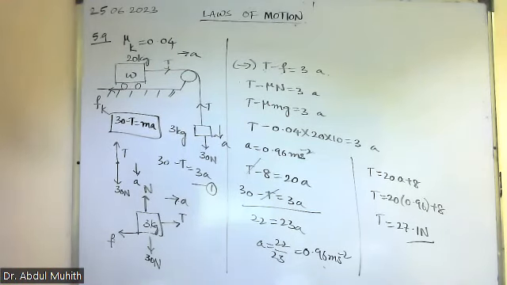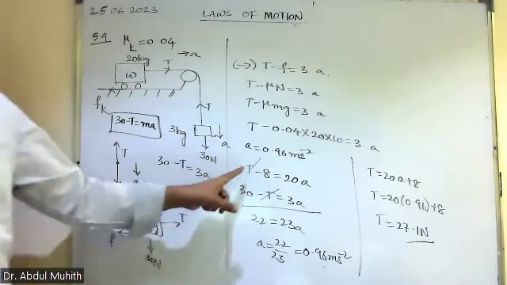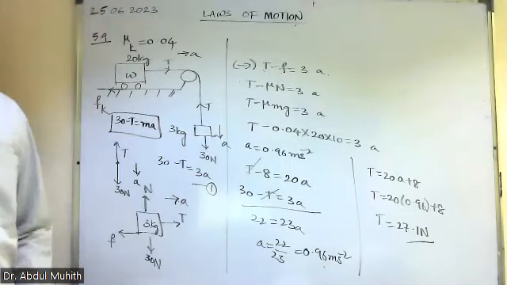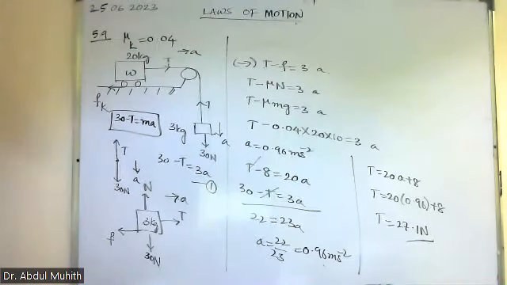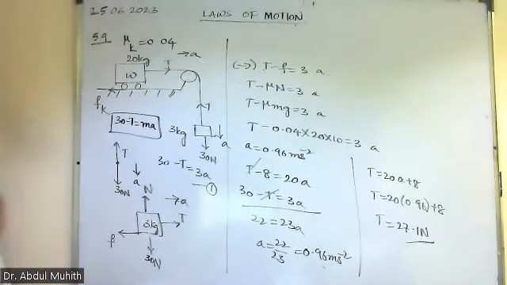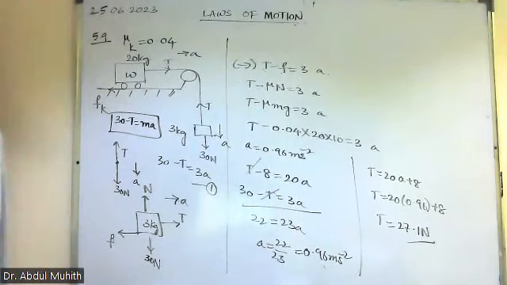So how did T get cancelled? Positive T and negative T will get cancelled, since we are adding both of them. Clear with you?